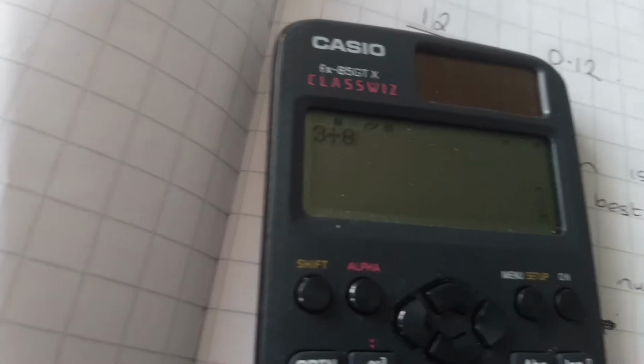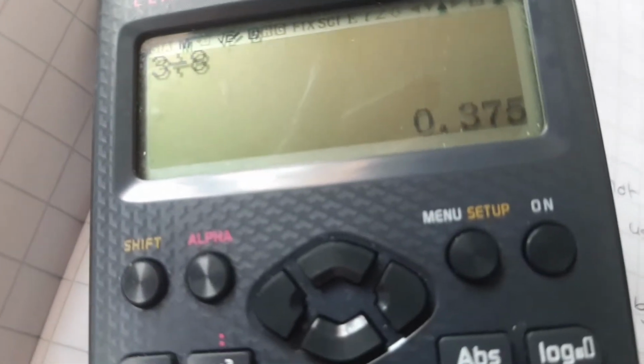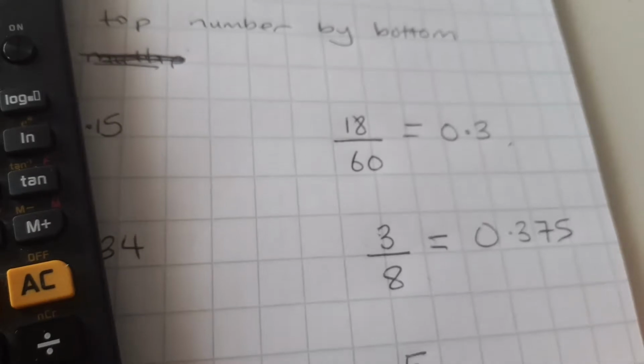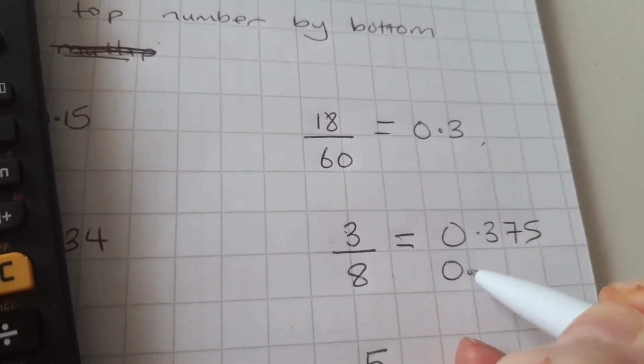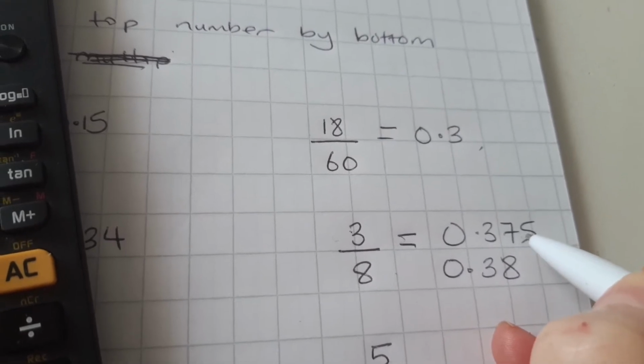Next answer, 3/8. So 3 divided by 8. Now that's quite a long-ish decimal. We could just write 0.375 down. Or we could write 0.38. Because remember, whenever there's a 5, you go up. You add 1 on.